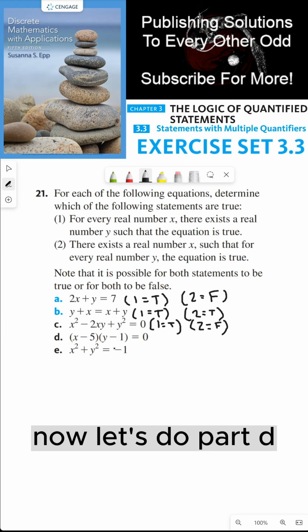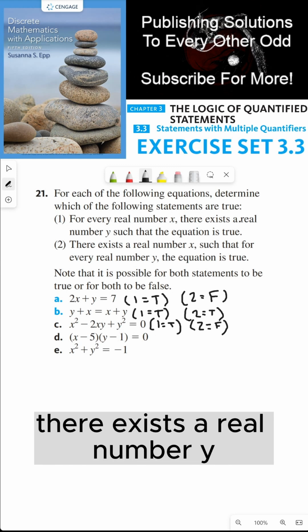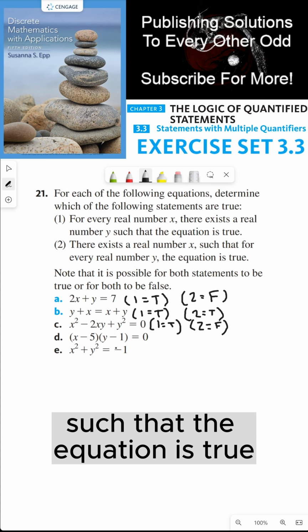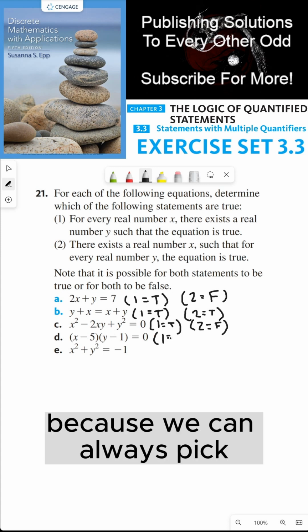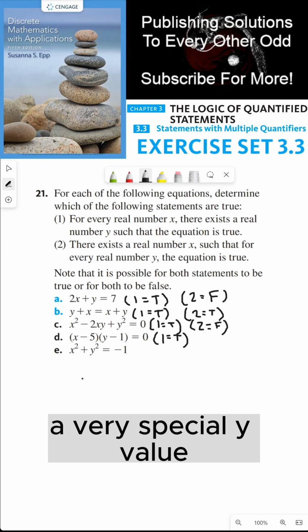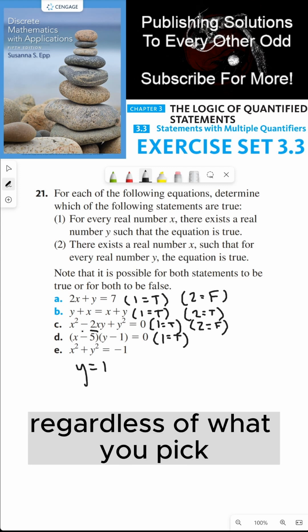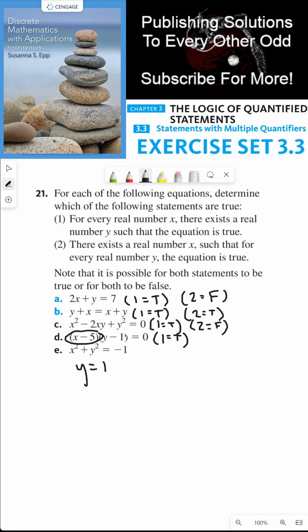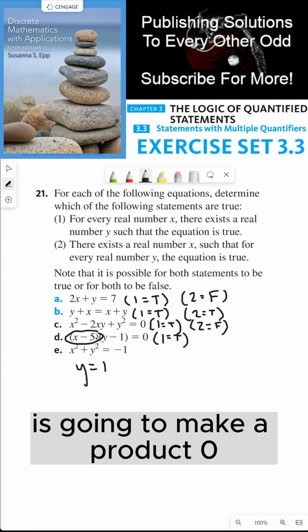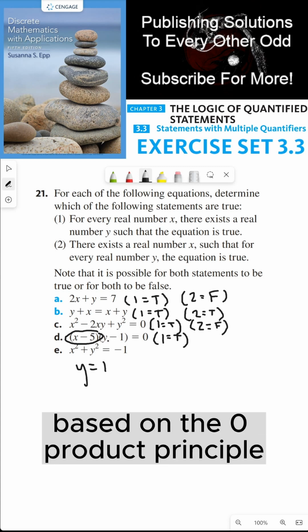Now let's do part D. For every real number x, there exists a real number y such that the equation is true. I would say that's true because we can always pick a very special y value, y equals 1. Regardless of what you pick for your x value, y equals 1 is going to make the product 0 based on the zero product principle.